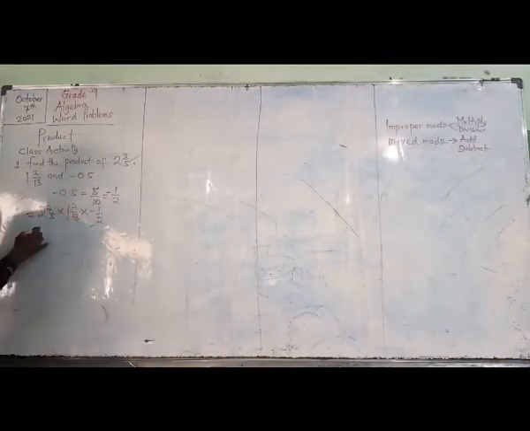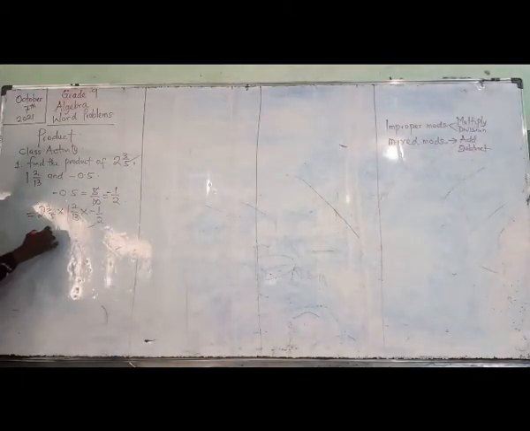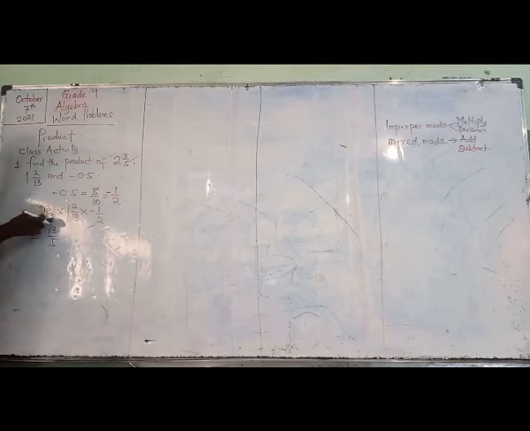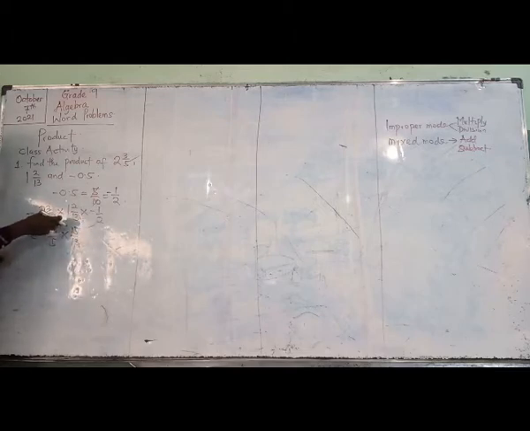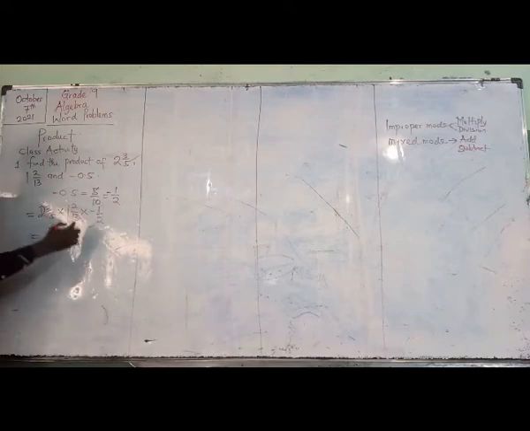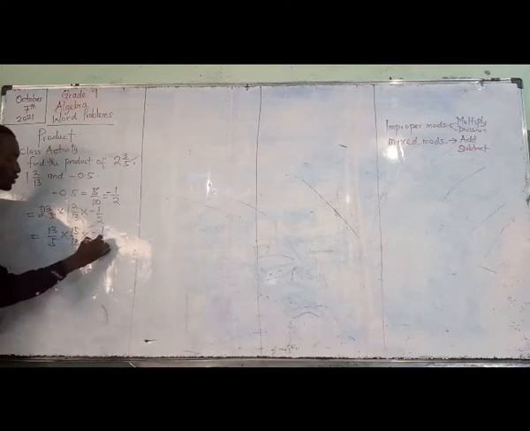Alright, so that said, this will give us 13 over 5. How did I get that? 2 times 5 plus 3. Then this will give me 15 over 13. How did I get that? 13 times 1 is 13, plus 2 gives 15. Then times negative 1 over 2.